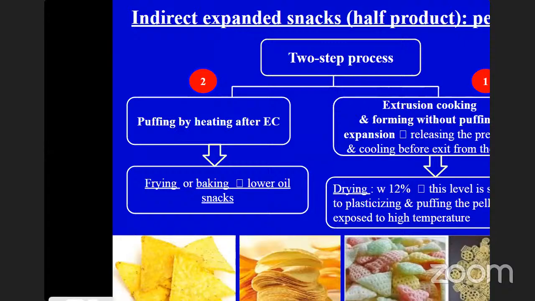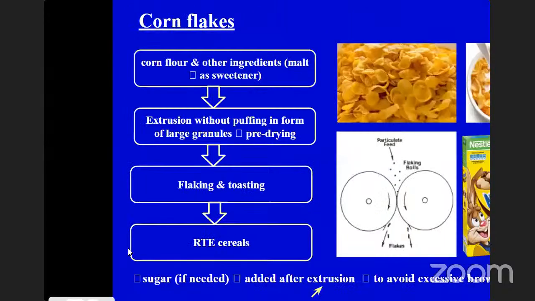Cornflakes are an example of indirect expanded snacks. Cornflakes are produced by mixing corn flour with other ingredients, such as malt as a sweetener, and then extruded without swelling in the form of large granules, and finally pre-dried to reduce the water content. The pre-dried product then passes into a flaking or toasting machine to produce ready-to-eat cereals. Sugars, flavors, and vitamins can be added after extrusion.